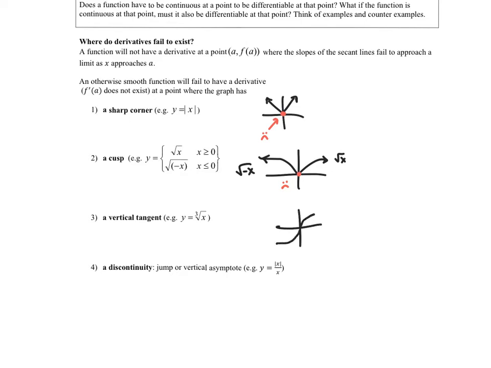Here's the graph of the cube root of x. All right, right here, there is a vertical tangent. Therefore, the function is not differentiable at that point. And then any discontinuity, either a jump or a vertical asymptote.